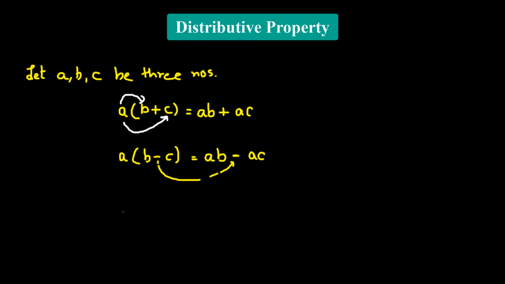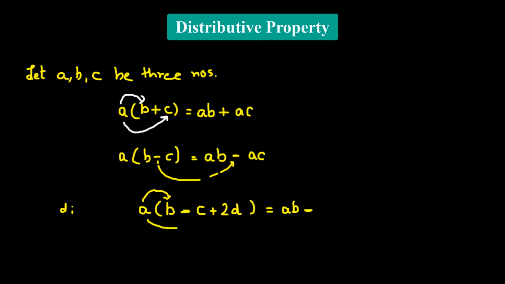Now we can even extend it to more than three numbers. So let's say we have another number D. Let's say A is distributed to a series of operations happening within the parentheses. So let's say B minus C plus 2 times D. When we apply the distributive property, it means we have to distribute A to each of the terms within the parentheses. So A distributed to B means we write the product of A and B, so that will be simply AB. Then we have a negative sign here, so we'll write the negative sign.